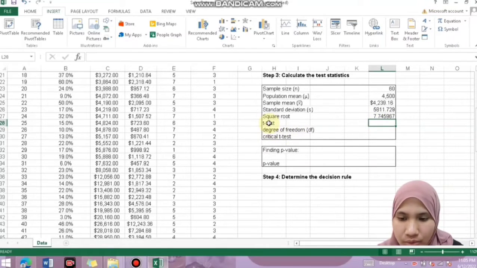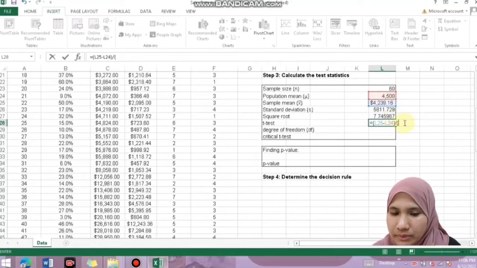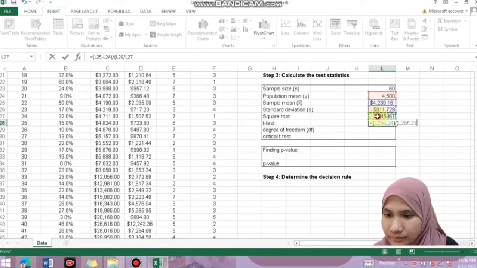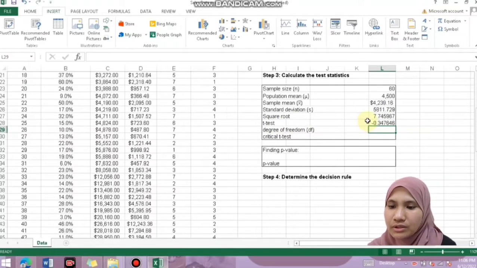Okay, now we need to calculate the t-test. First, we type the equal sign, and then open bracket, sample mean minus population mean, close bracket, and divide by open bracket, standard deviation divided by square root, close bracket, enter. Here we will get the value of the t-test, negative 0.35.